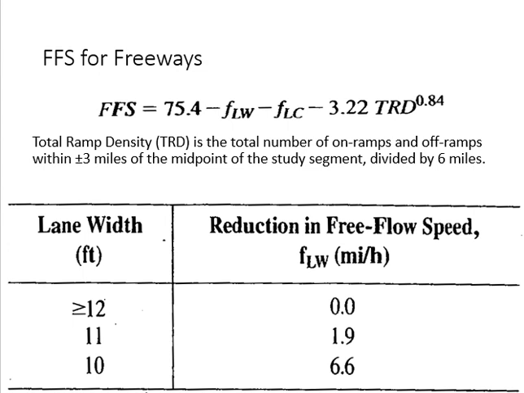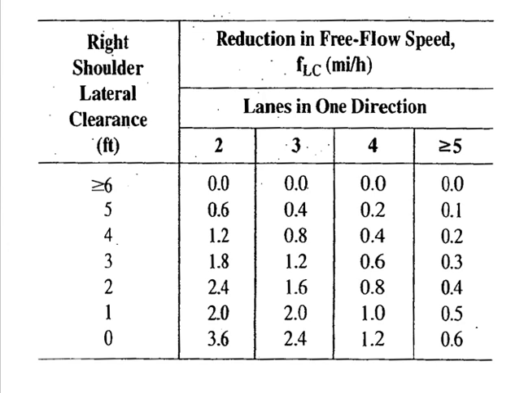So, the factor comes from this table. We need the value of the lateral clearance and we need the number of lanes. Okay? And everything is per direction. So, lateral clearance on the right hand side of your direction. Clear?